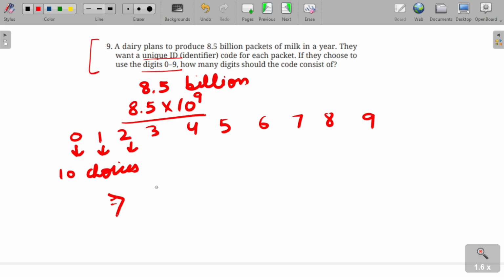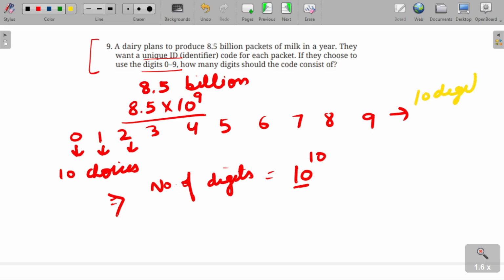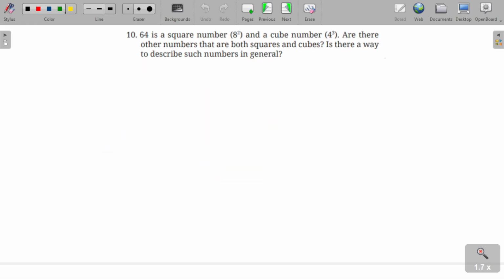So the number of digits the code should consist of will be 10 raised to power 10. Why 10 raised to power 10? Because there are 10 digits, and each digit has 10 choices. Yep. Moving to the next question.